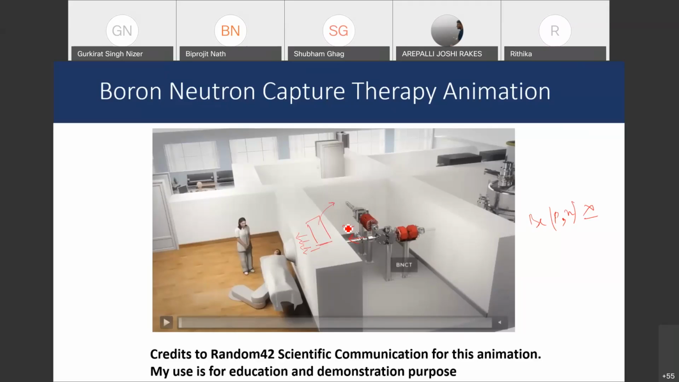If they have higher velocity, then the probability that this neutron will interact with this boron 10 is reduced. That's why we have to reduce the velocity to make this neutron thermal, so that this reaction becomes much more effective and leads to higher production of alpha particles in the region and higher cell death. So now we see what goes on over here.